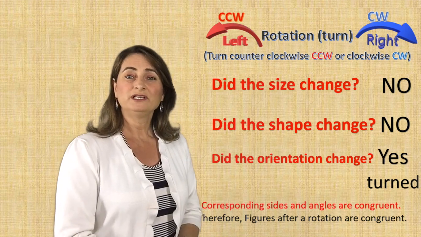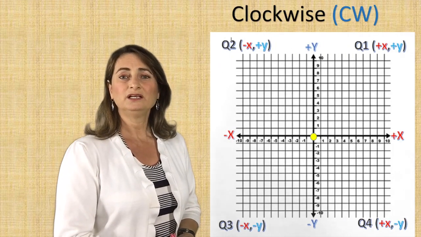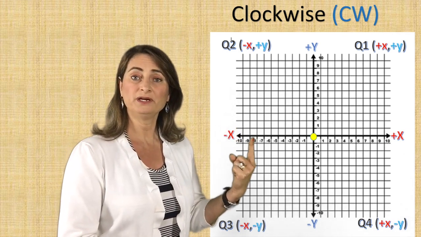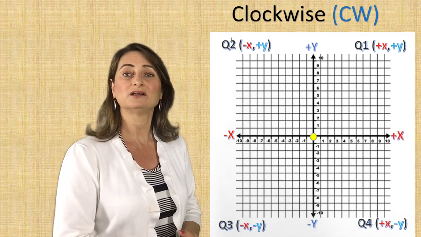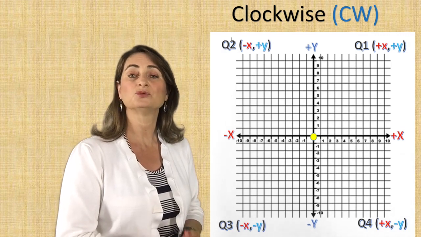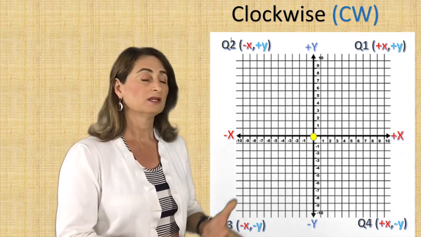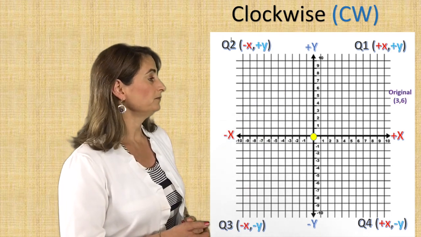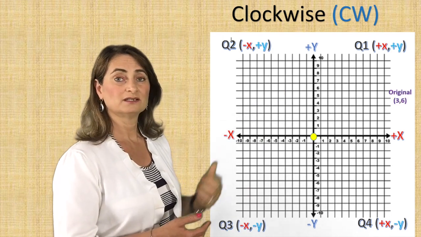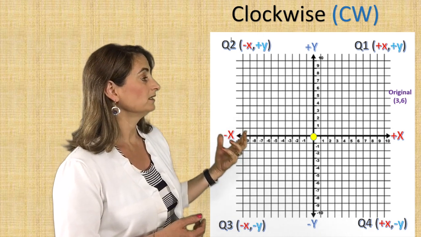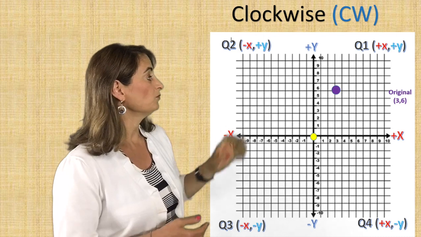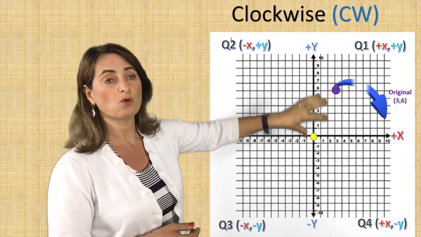Now let's see if we can find the rules of rotating a figure in a coordinate plane. If you can come up with a rule from one point or coordinate pair, it works for any vertex on any polygon that you want to rotate in a coordinate plane. So let's start with this original coordinate pair, 3 and 6. X is 3, Y is 6, which is this purple dot. And I want you to rotate clockwise.